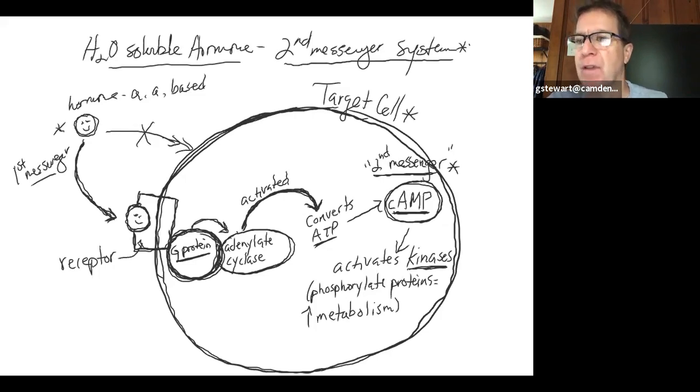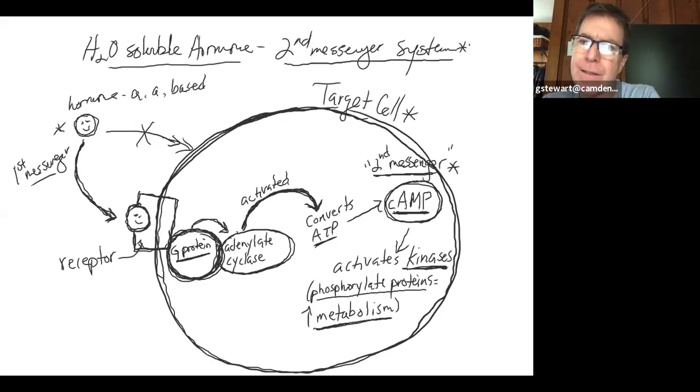Kinases, that's just a class of intracellular chemicals that typically phosphorylate proteins, which ultimately usually ramp up or increase metabolism of the cell. That can go up or down, increase or decrease, depending on the target cell. So these protein kinases are really just enzymes that phosphorylate proteins. That is a classic example that I've drawn of a second messenger system.